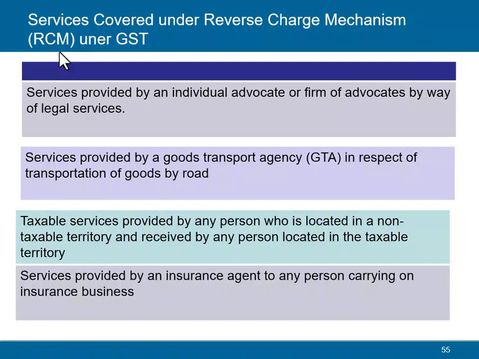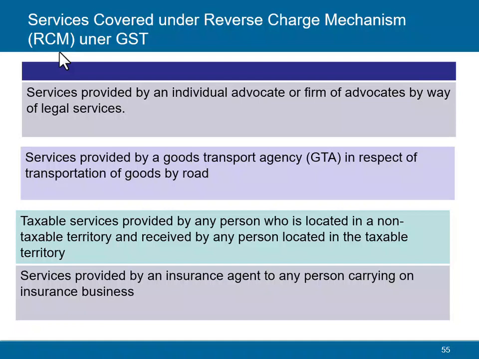Taxable services provided by any person who is located in a non-taxable territory and received by any person located in the taxable territory. इसमें भी होगा, जो नॉन टैक्सेबल एरिया से आ रहा है माल और टैक्सेबल एरिया में पहुंच रहा है, तो उसका जीएसटी जो होगा वो टैक्सेबल एरिया में पे होगा, बिकॉज दैट पर्सन कैन नॉट चार्ज यू जीएसटी बिकॉज ही इज इन द एरिया वेयर देयर इज नो जीएसटी एप्लीकेबिलिटी. ओके, आगे.